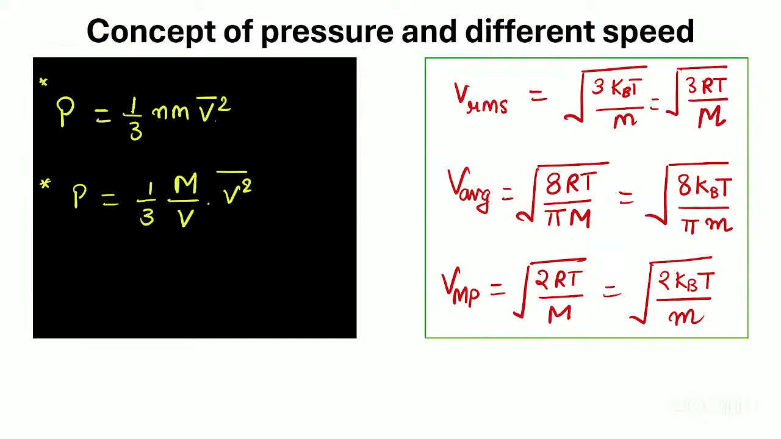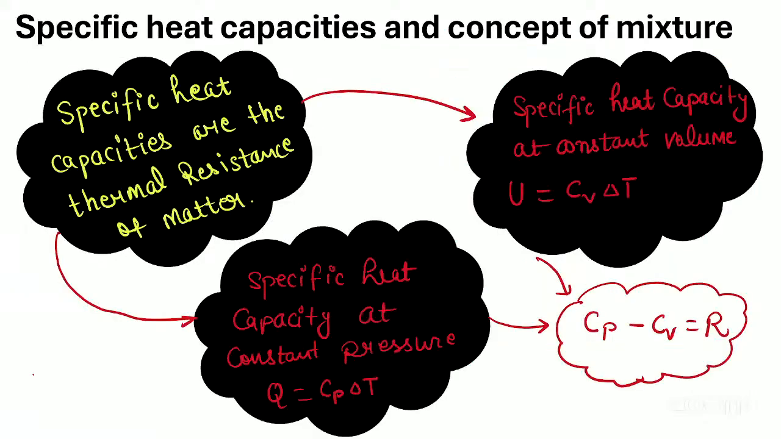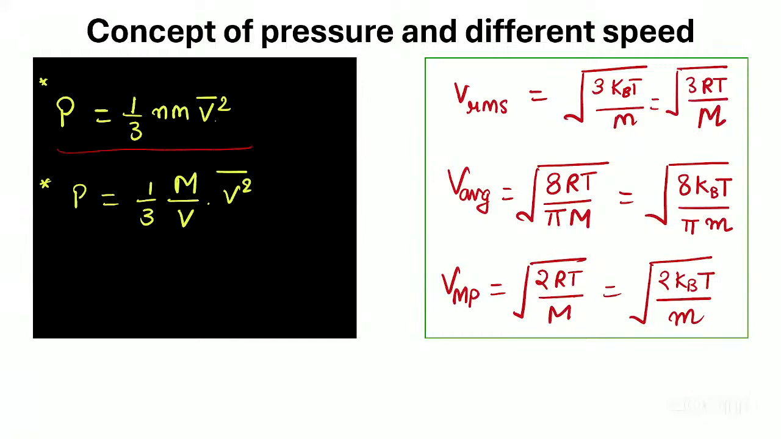Now, the derivation we are skipping because it's a crash course. So pressure will become 1/3 N m v̄², where N is the number of molecules, m is the mass of one molecule, and v̄² is the average of the square of the velocity. Now, this is another formula for that: 1/3 (m/V) v², which is the molecular mass upon volume of the gas multiplied by velocity squared. Mass per unit volume is density, so 1/3 ρ v². This is the pressure.